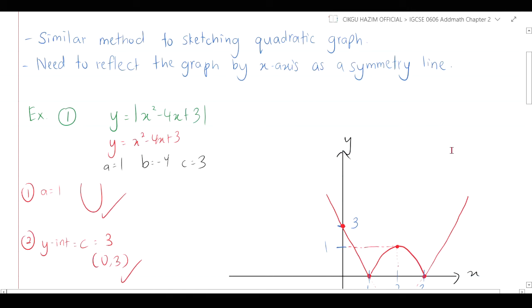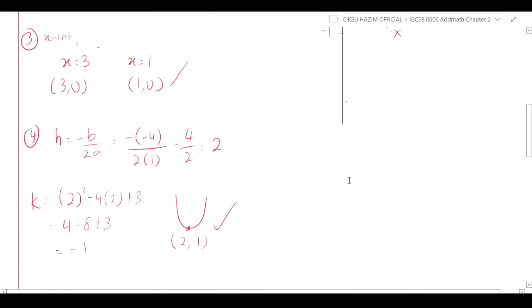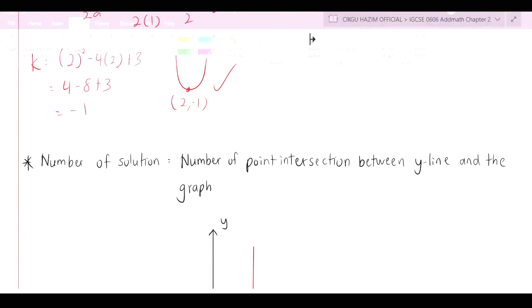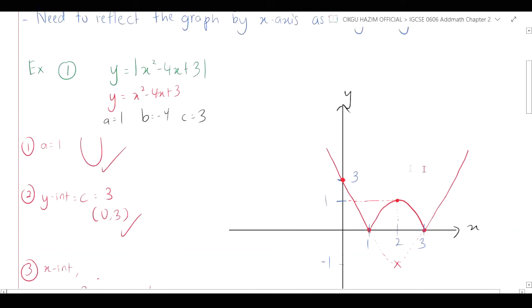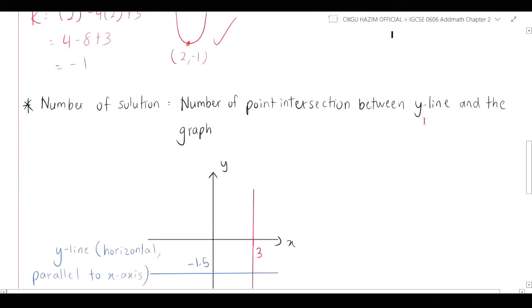So after we have learned about this modulus graph, there must be a question related to it, which is about the number of solutions. What can we understand about the number of solutions? The number of solutions is actually the number of intersection points between the y-line and the graph. What does it mean by the graph? The graph is our curved graph that we drew here. But what does it mean by the y-line?